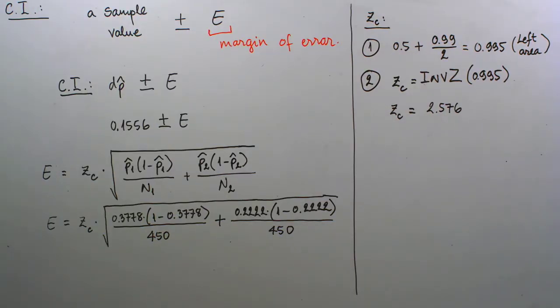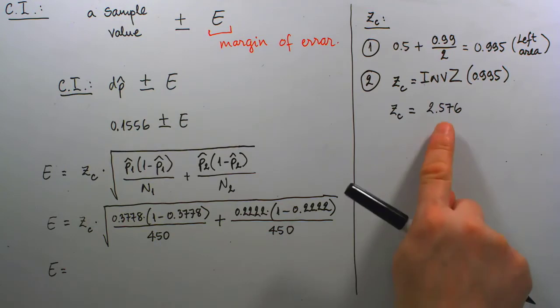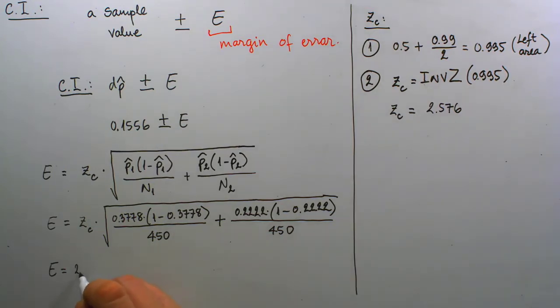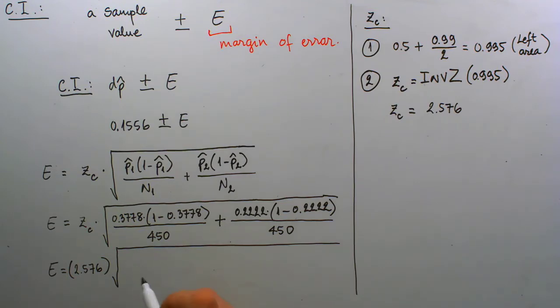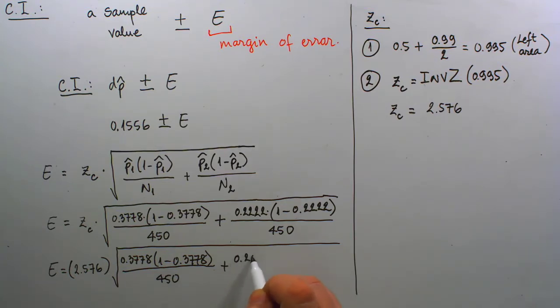And so now we really are ready for our final calculation of the margin of error. So in the margin of error here, z sub c now can be substituted by 2.576. And that z sub c value must be multiplied with the lengthy expression inside the root expression. So 0.3778 in product with 1 minus 0.3778. And it will take a little bit of patience to do this entire calculation in the calculator. Plus 0.2222 multiplied with 1 minus 0.2222, and dividing that by the other sample size n2, 450.